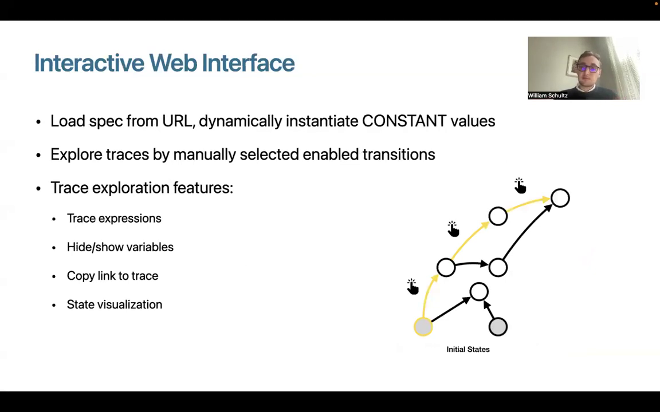Okay, so the interactive web interface is built around this JavaScript interpreter as a core component. The basic interface, which I'll show in a second, allows you to load a TLA spec from a URL and then dynamically instantiate constant values for that spec, as you would, for example, define a config or a model for TLC. And then the main interaction point is that you can explore traces of your spec dynamically by selecting from the set of enabled transitions from the current state. This is coupled with a variety of trace exploration features, including trace expression evaluation. So you can dynamically evaluate TLA expressions at each state of the trace, which again, I'll show.